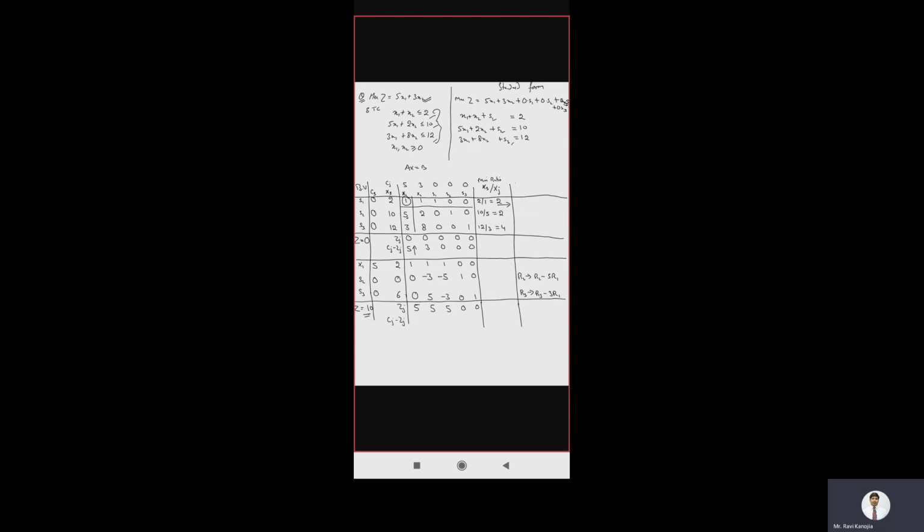Cj minus Zj, the condition of optimality. So 5 minus 5 is 0. 3 minus 5 is minus 2. 0 minus 5 is minus 5. Then 0, 0. So over here, we can see that the condition of optimality is satisfied. All the values are either negative or 0. That means we have reached the optimal solution. The optimal solution is that Z is 10 at x1 equal to 2 and x2 equal to 0. We do not have the value of x2 in this table, that means x2 has to be 0.